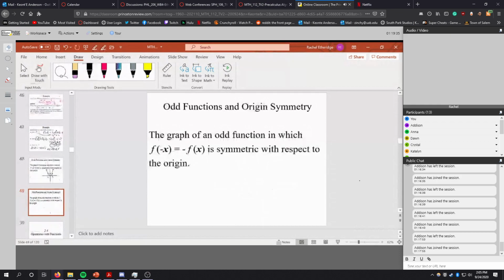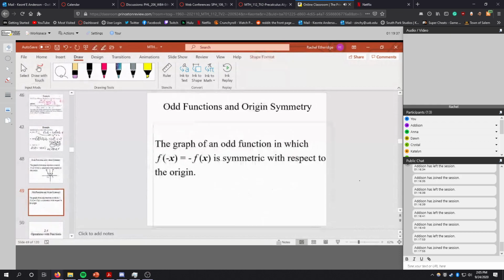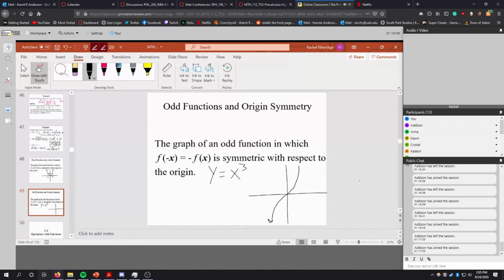Odd functions like y equals x cubed are symmetrical about the origin. So you could take an x and a y here. So this would be xy.